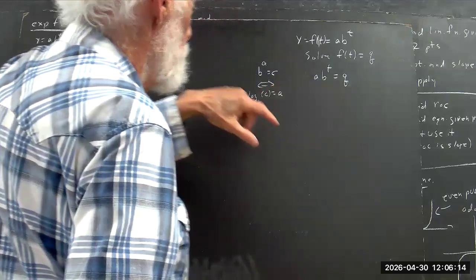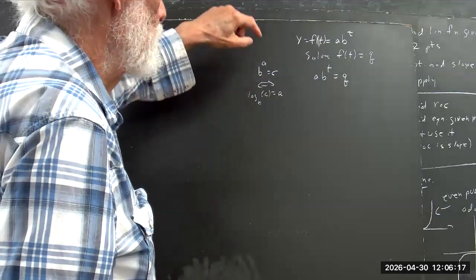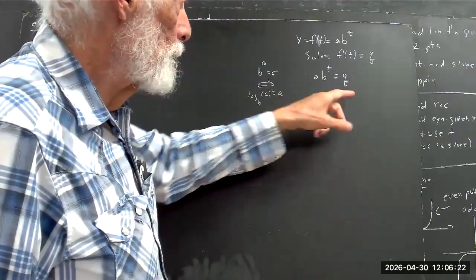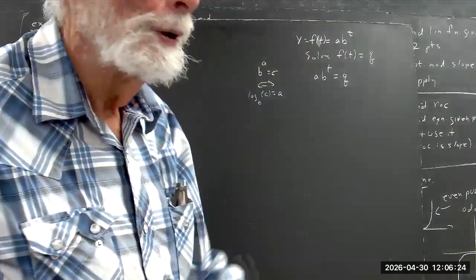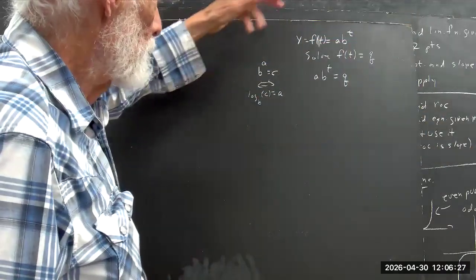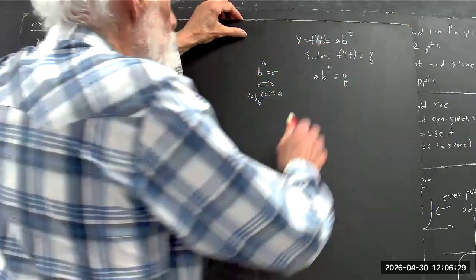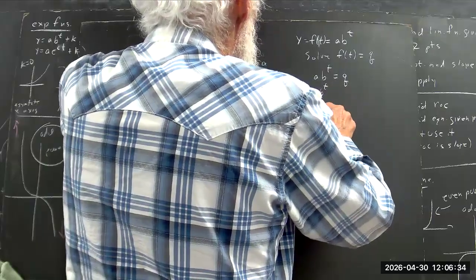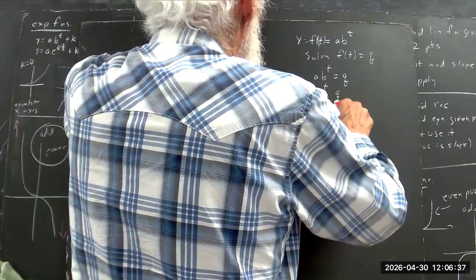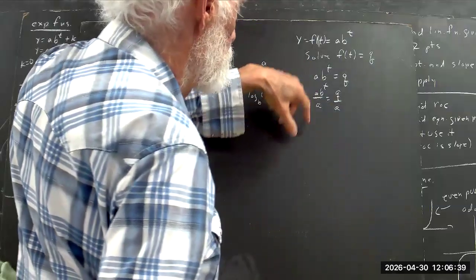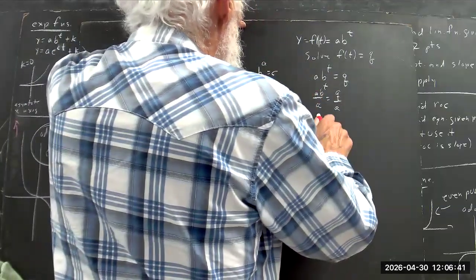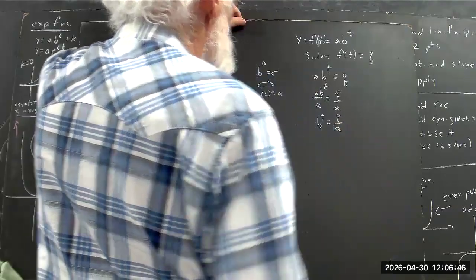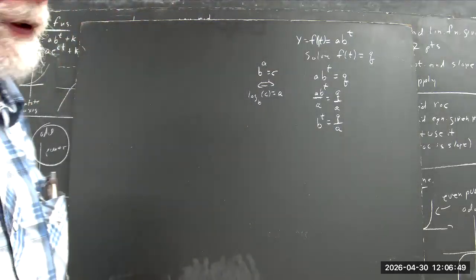What I mean by that is if this occurs, first of all, you put this in the form. This is just saying b to some power equals c. Okay? That's what we want here. We want b to some power equals some other number. So we divide both sides by a. You get ab to the t over a equals q over a. b to the t equals q over a.